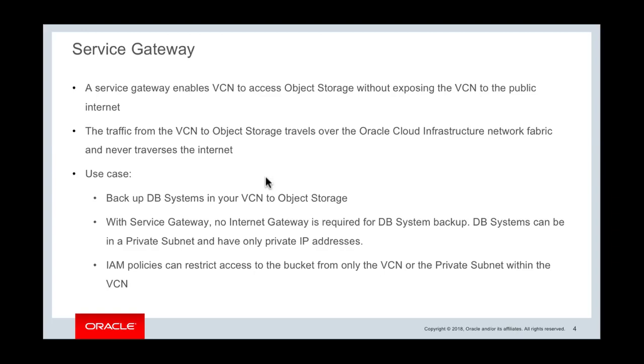With Service Gateway, no internet gateway is required or no NAT is required on your virtual cloud network for your database system backup. The database systems can be in a private subnet and have only private IP addresses. The backup traffic is then routed through the service gateway. And additionally, you can also set up IAM policies, the identity and access management policies, that restrict access to the bucket only from the VCN of your choice or the private subnet of your choice or with a specific CIDR as well.